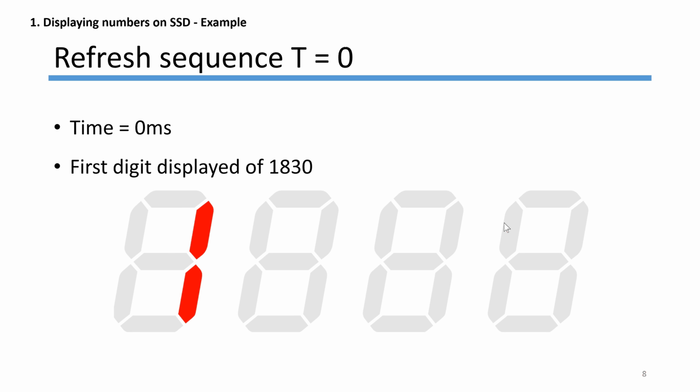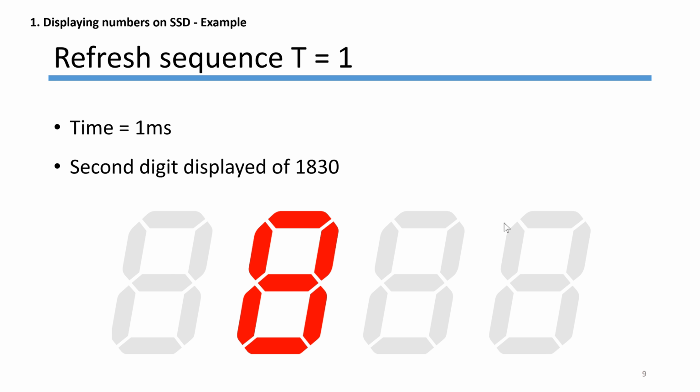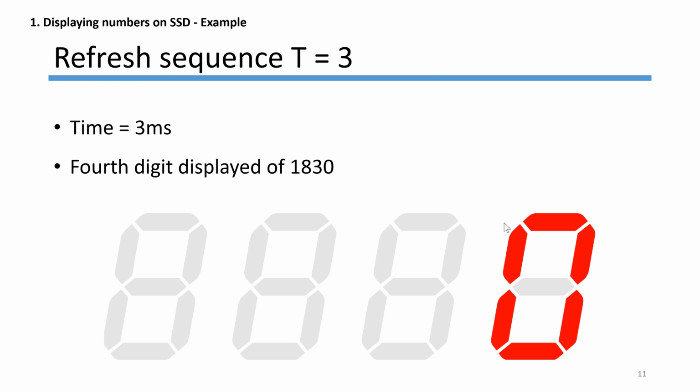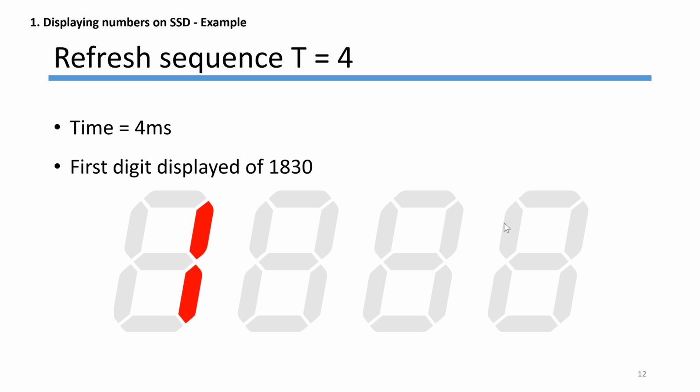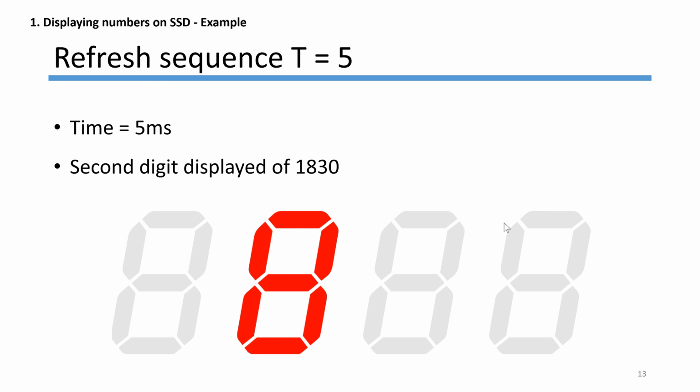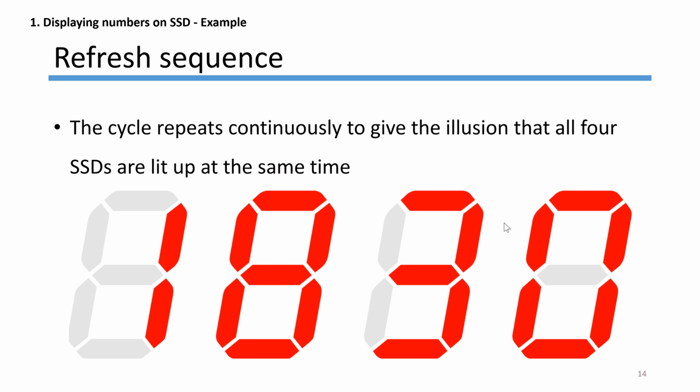Now, for the refresh sequence, say we want to display the number 1830 on 4 of our SSDs. The refresh sequence would go as such, where at t equals 0, the first digit is displayed. At t equals 1, the second digit gets displayed. And t equals 2 is the third, then the fourth, and then it repeats. So notice that at any one time frame, only one of the 7-segment displays can be switched on. This cycle repeats continuously to give the illusion that all 4 of them are lit up at the same time.